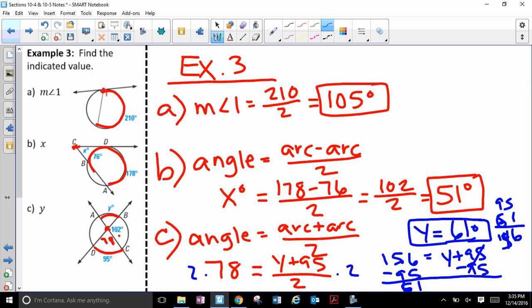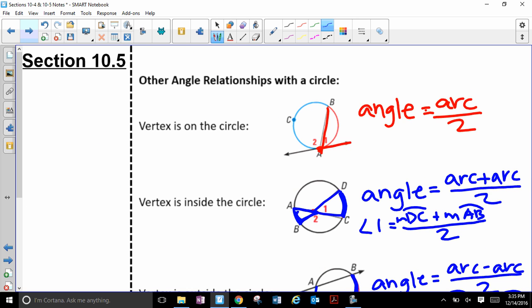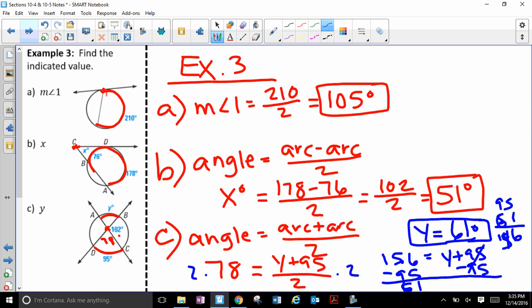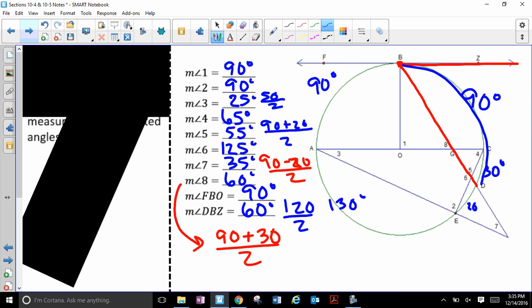Especially when it looks like this, it's not so bad because you can tell right away what it is. But when you have a complicated picture like this, you've got to kind of break it down. Ask yourself, where's the vertex? Locate the arc or the two arcs that you need, depending on the equation, and then perform the operation.